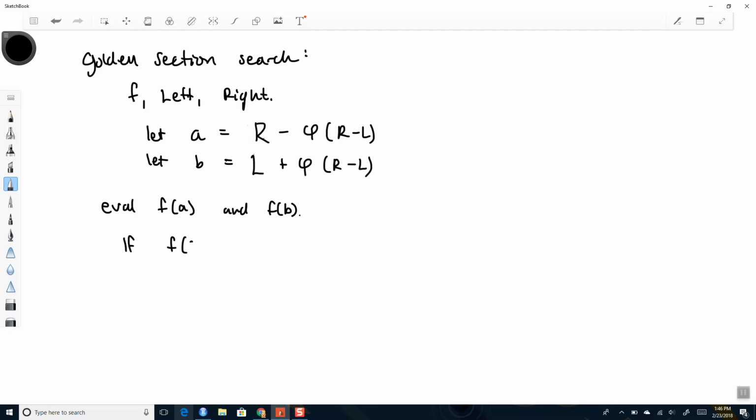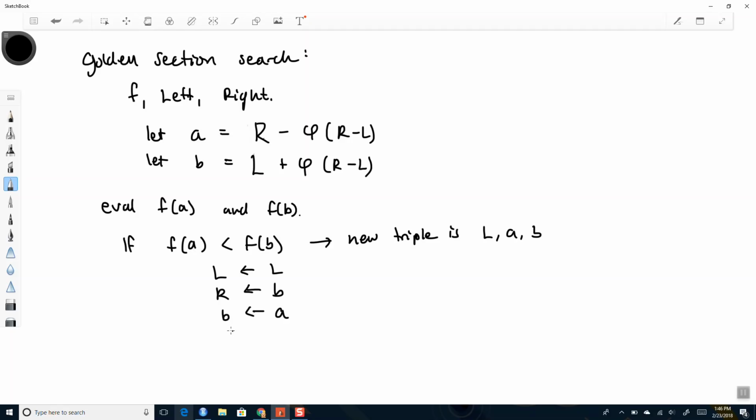If f of A is less than f of B, basically the new triple is L, A, and B. So L becomes L, B becomes R, and A becomes B. And then the new A will become, basically, now that you've recomputed L and R, this is going to be R minus phi times R minus L, okay? Use new values of L and R, okay?